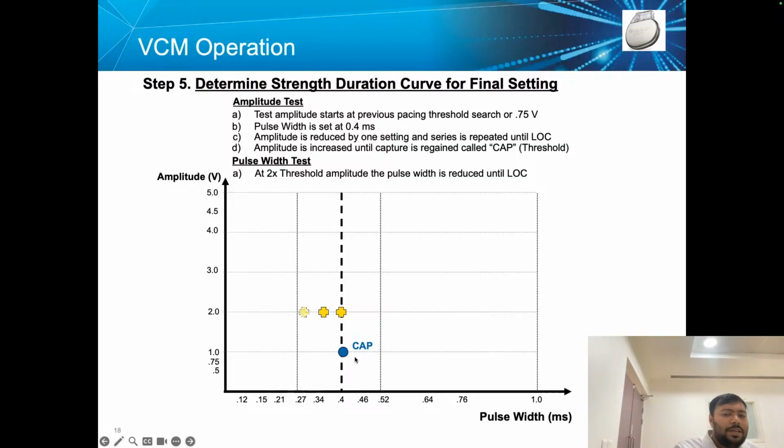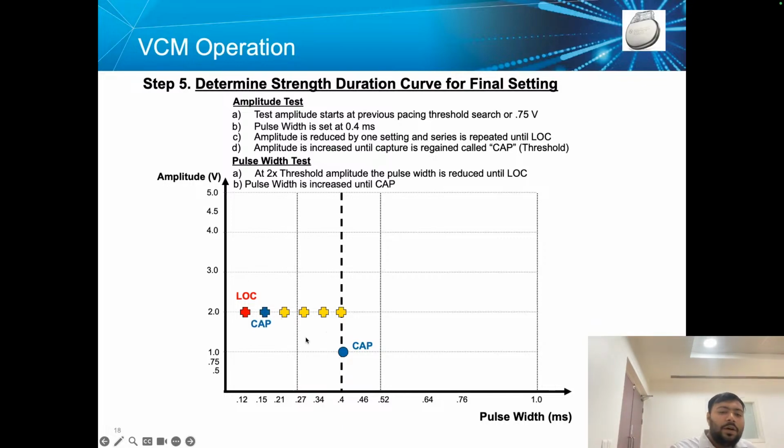So the pulse width test, how is it going to happen? Whatever the threshold is, multiplied by 2, the same thing happens in the pulse width test. Here we reduce the amplitude; here we are going to oppositely reduce the pulse width, till loss of capture. So now we have found the pulse width loss of capture and also the pulse amplitude loss of capture.